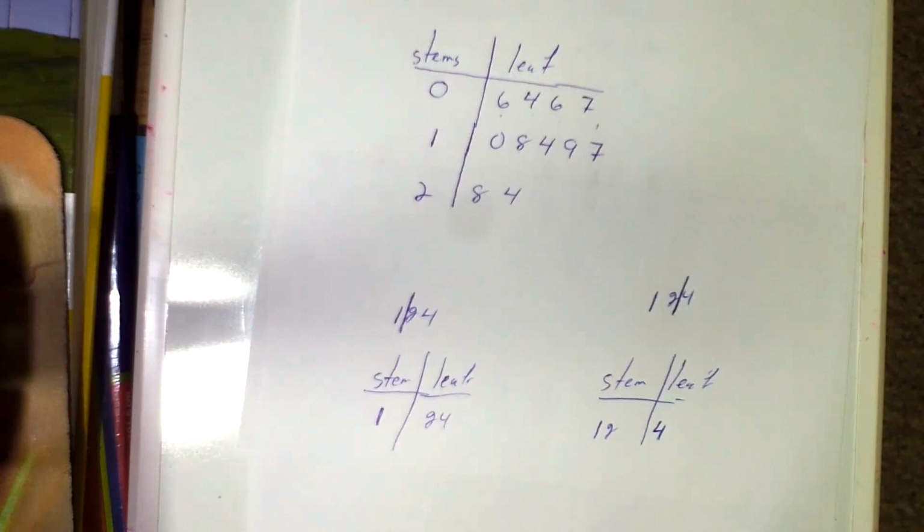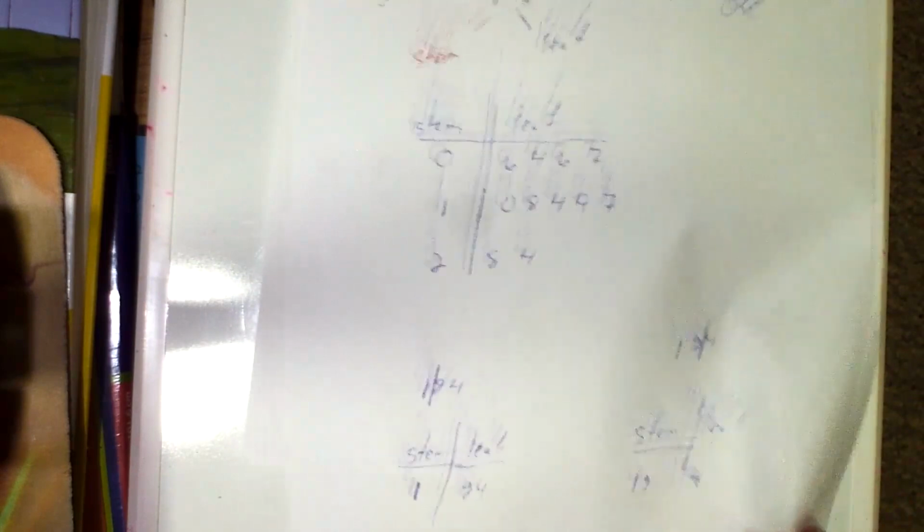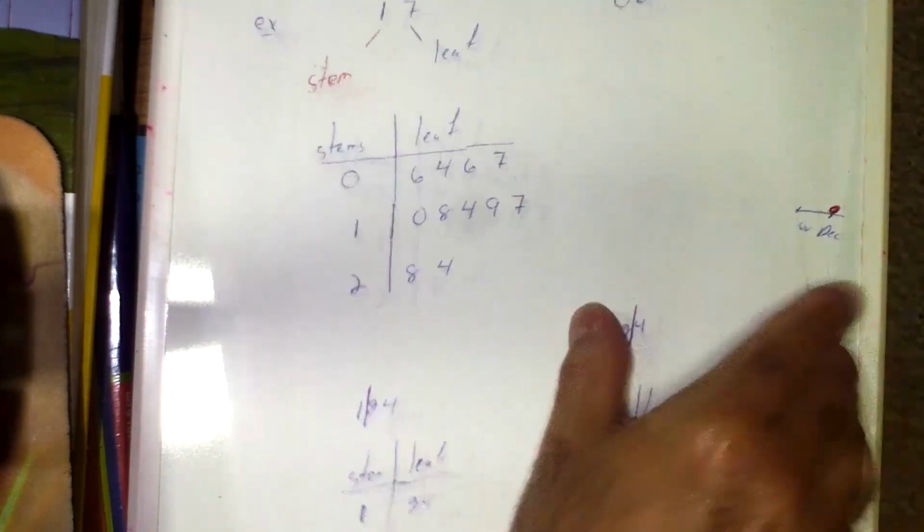The next graph is called a time series graph. This is number 3.